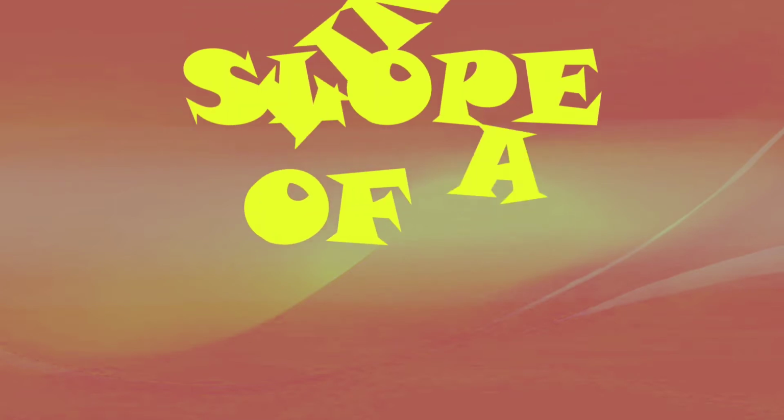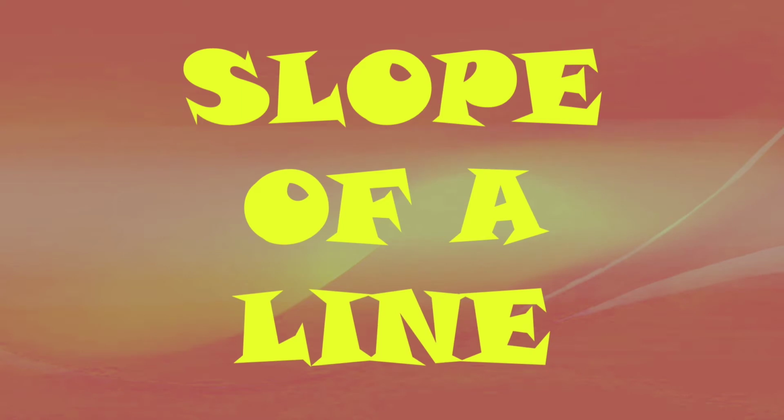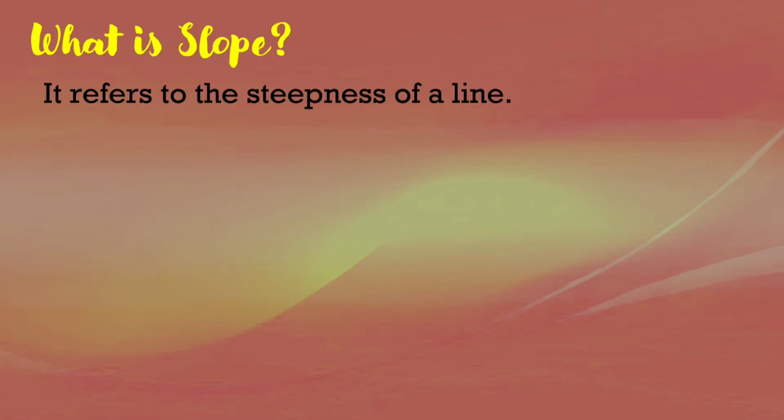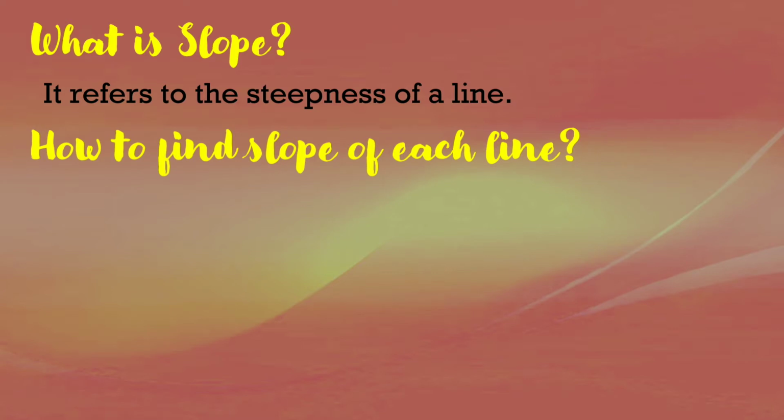So, ang ituturo ko sa inyo sa araw na ito ay slope of a line. So, ano kaya ang ibig sabihin ng slope? So, what is slope? So, it refers to the steepness of a line. So, pag sinabing steepness, ito yung katirikan ng linya. Parang ganun. So, how to find slope of each line? So, meron tayong tatlong steps kung paano kunin si slope.